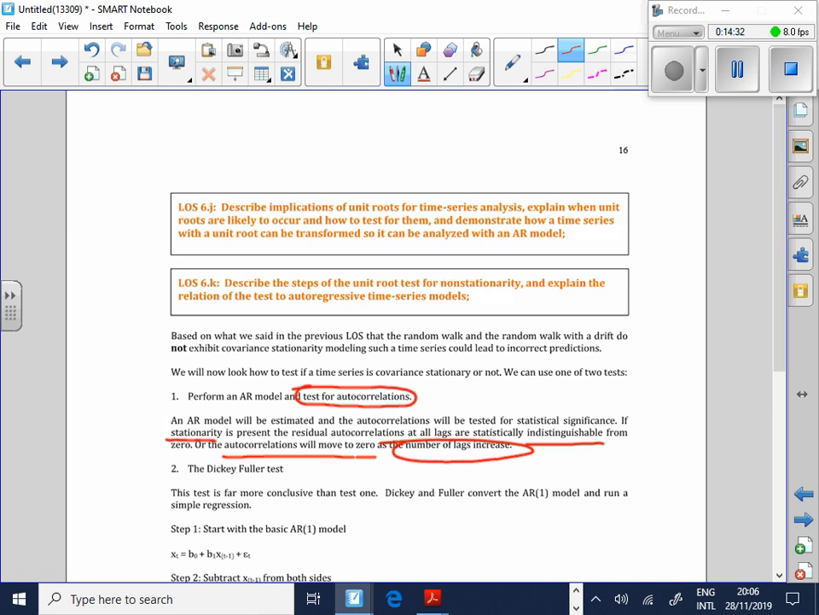So if AR1 doesn't work, step number one, what do I do? Run a model. Test for autocorrelation. If it doesn't work, in other words if I'm detecting serial correlation, and remember, guys, I use absolute values. Don't let that trick you. And if there is a problem, increase the lags.